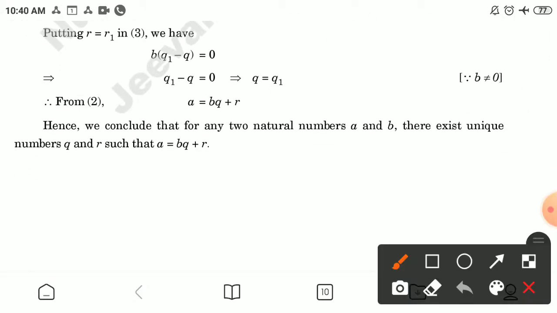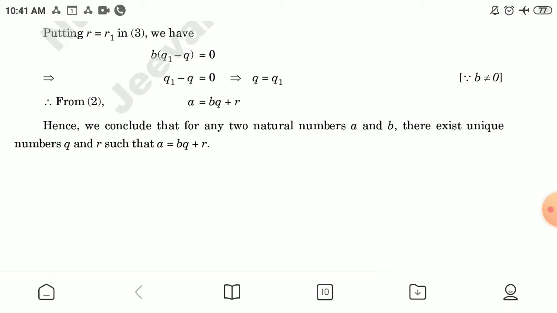Therefore, from second, a is equal to bq plus r. Hence, we conclude that for any two natural numbers a and b, there exist unique numbers q and r such that a is equal to bq plus r.